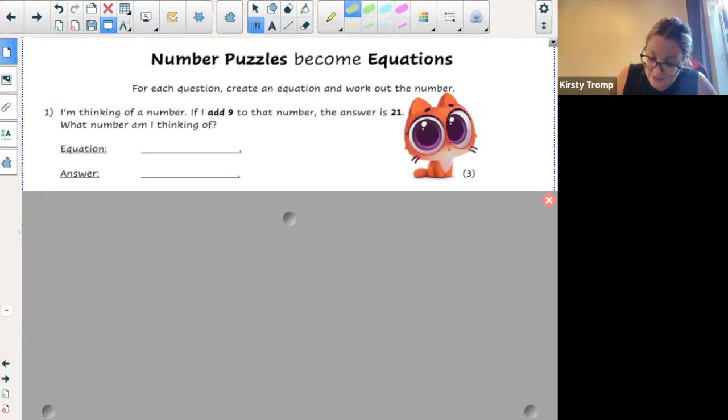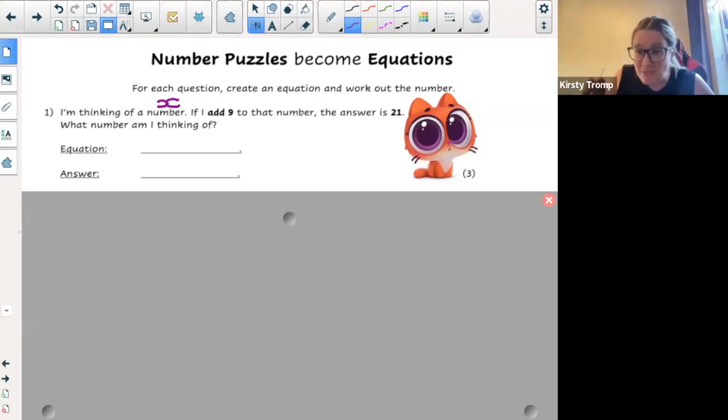Could we instead let that number be X? So instead of saying I'm thinking of a number, could we say that number is going to be X? So I'm thinking of a number, cool, the number is going to be X. So I'm going to take that number X, and if I add 9 to that number, the answer is 21. So X plus 9 is equal to 21. What number am I thinking of?